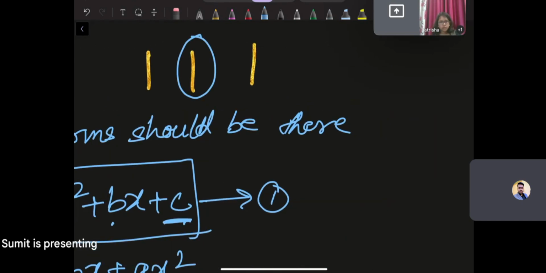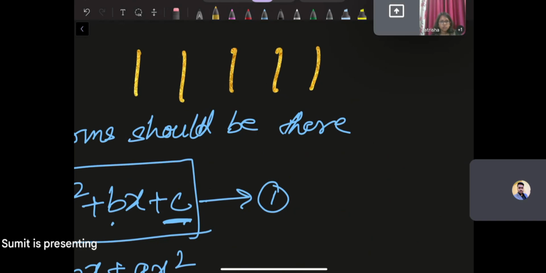Suppose এখানে I am writing three objects like that, then which one is the middle term? This one is called the middle term, correct? Also, if 1, 2, 3, 4, 5 terms are there, then the middle one is that one. So for an odd number of terms, it's easier to find the middle term. For an even number of terms also it is okay, but properly only one middle term will be there for an odd number of terms.